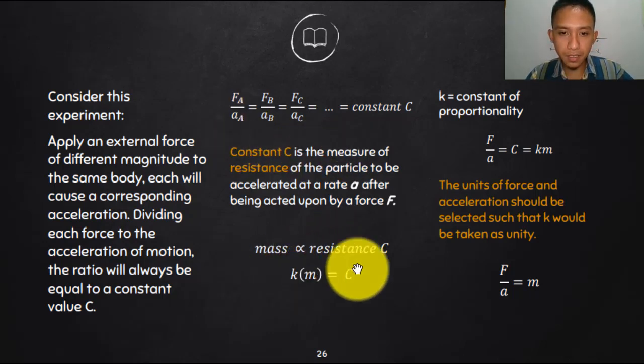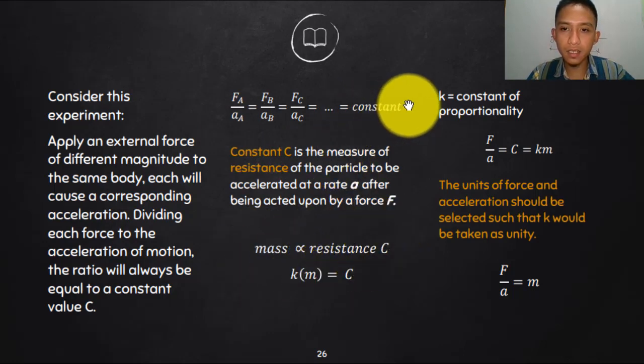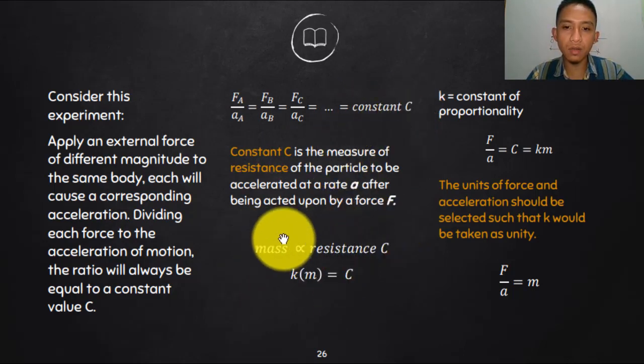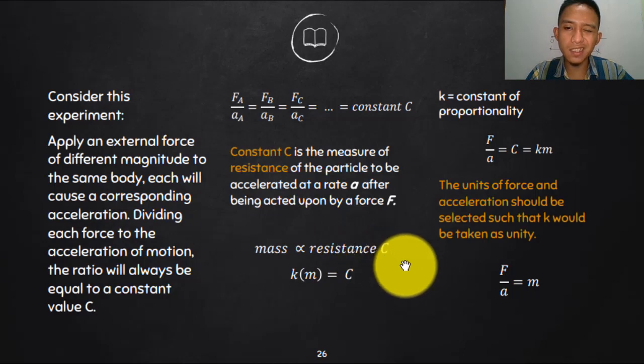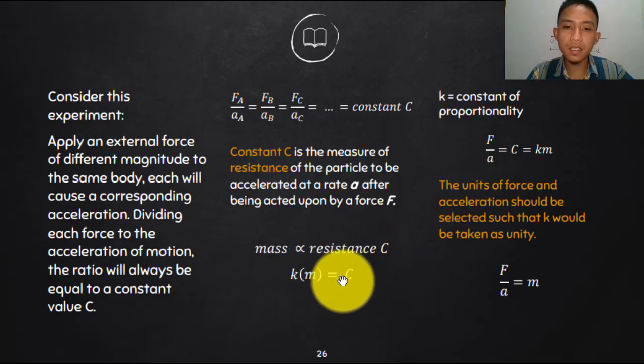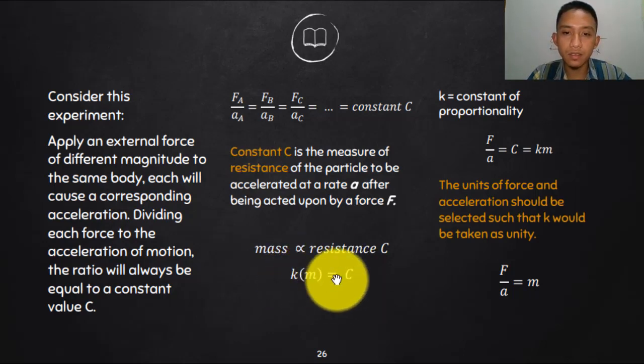So that resistance, that constant C, is actually equal to a mass. That is proportional. If we say proportional, as that constant C increases, the mass increases. That is proportionality. If they are proportional, before you put the equal sign, there should be a constant of proportionality K, isn't it? So again, constant of proportionality K.